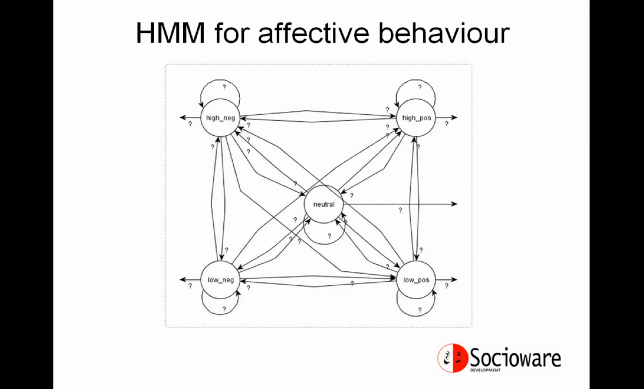Our proposal for Max's emotion model: a hidden Markov model for affective behavior with 5 states: high negative, high positive, neutral, low negative, low positive, with transition arcs between states and the states' observations. Initially, probabilities are not initialized, that's why the question marks.